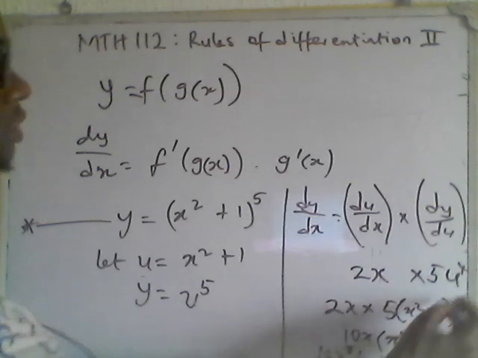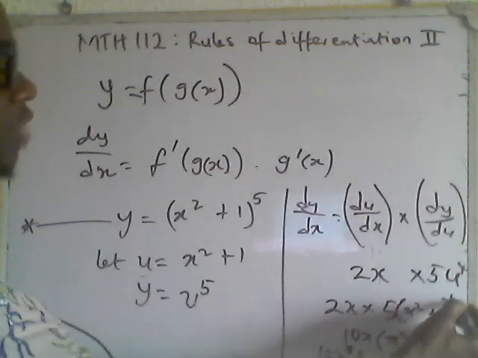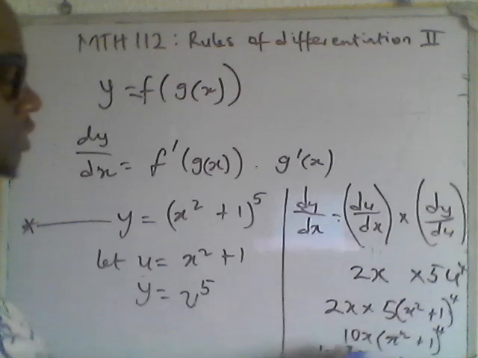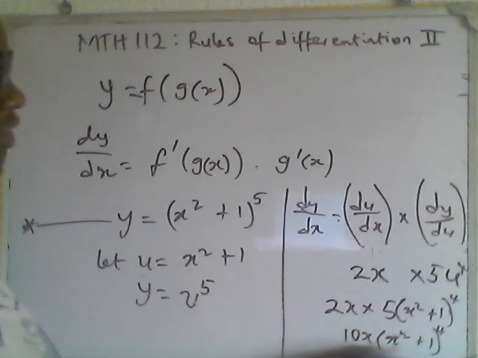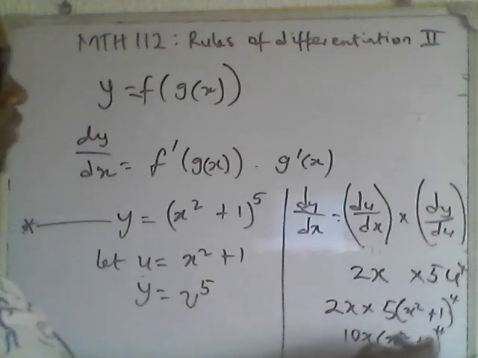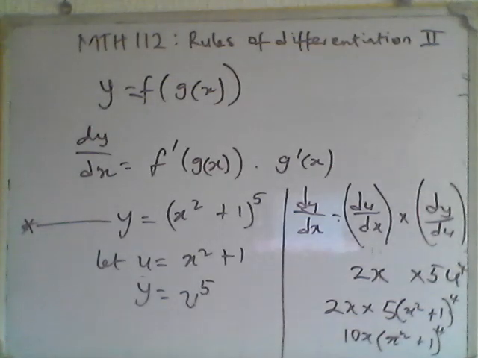Sorry, we're forgetting that this bracket here has a 4 outside, right? So rather we leave the answer like this, because this is a simplified form: 10x, open bracket, x squared plus 1, all raised to the power 4. Okay, so let's go to the next one.